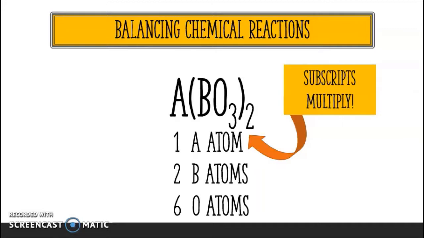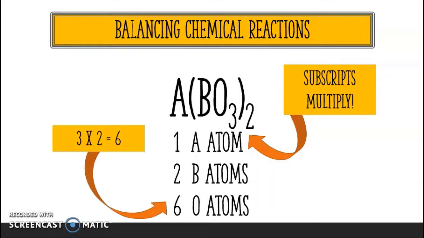Let's take a specific look at that oxygen. How did we get to 6? Well, the oxygen already had 3, and the additional subscript 2 distributed in, giving us a total of 6, because the numbers will multiply.